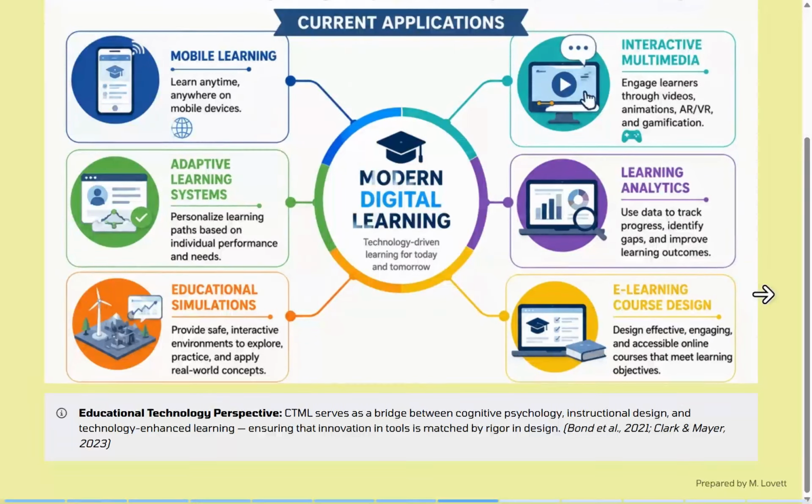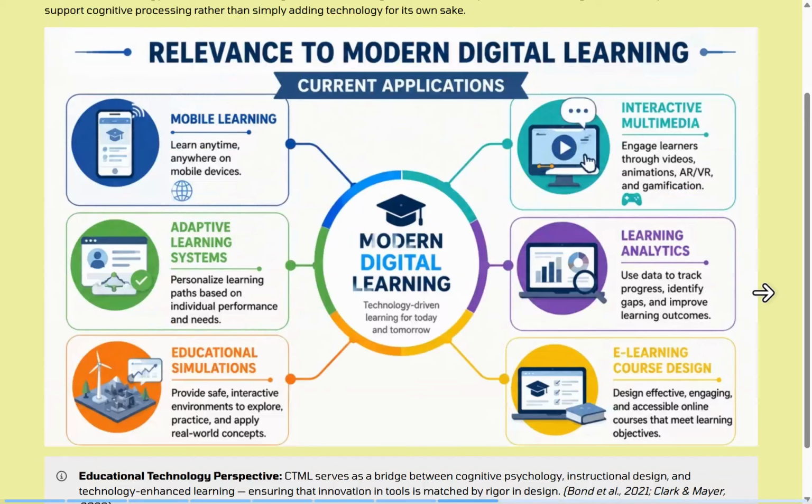Today we have access to incredible technologies such as AI, learning analytics, simulation, virtual reality, adaptive learning systems. The list can go on and on. But having more technology doesn't actually lead to better learning. One lesson I learned over the years is that technology should never drive instruction. Instead, instruction should drive the choice of technology. CTML reinforces that idea by reminding us that every design decision should support how learners process information.